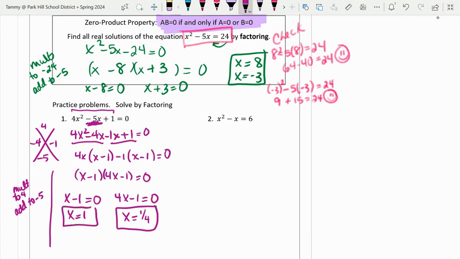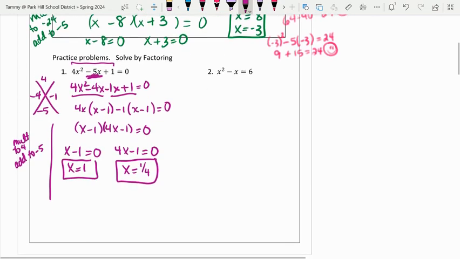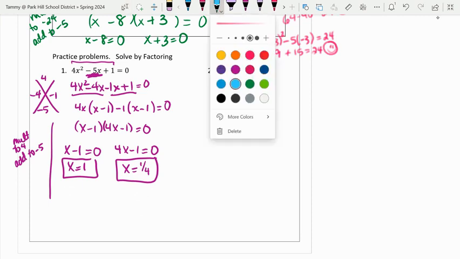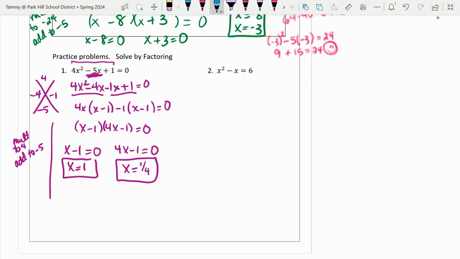And you could check it the same way as the first one. Let's check at least the, let's put in 1. So 4 times 1 squared minus 5 times 1 plus 1, does that equal 0? So that's 4 times 1 minus 5 plus 1 equals 0. So that's 4 minus 5 plus 1, which is 0, so that checks.